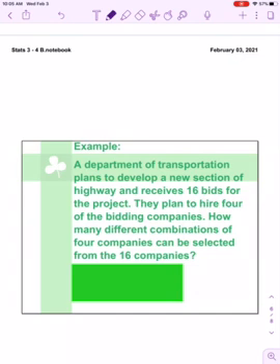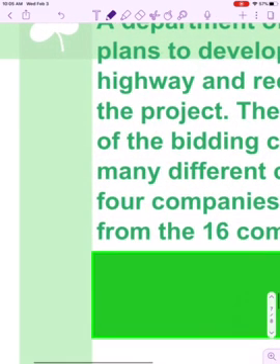So the Department of Transportation plans to develop a new section of highway that receives 16 bids for the project. They plan to hire 4 of the bidding companies. How many different combinations of 4 companies can be selected from 16? All 4 companies that get picked are going to do the same job, so it doesn't matter who they pick first, who they pick second, who they pick third. So the order doesn't matter.